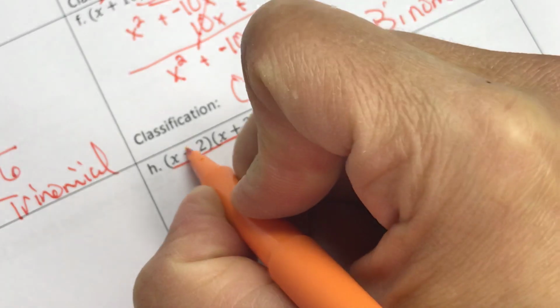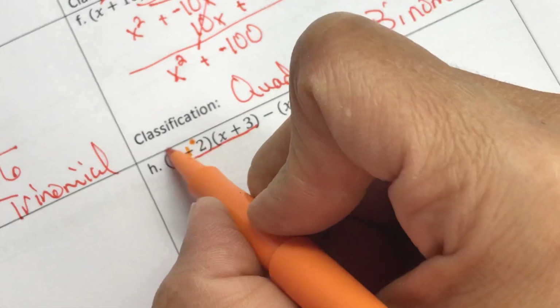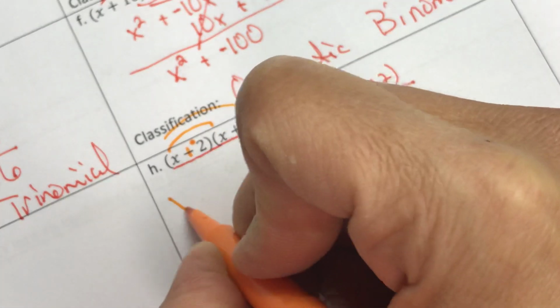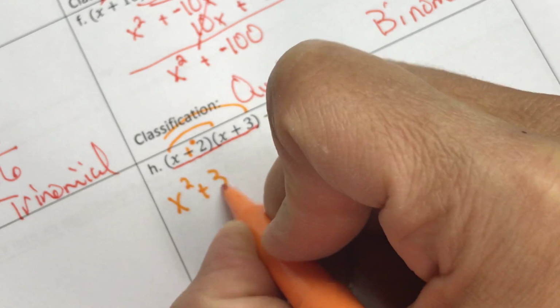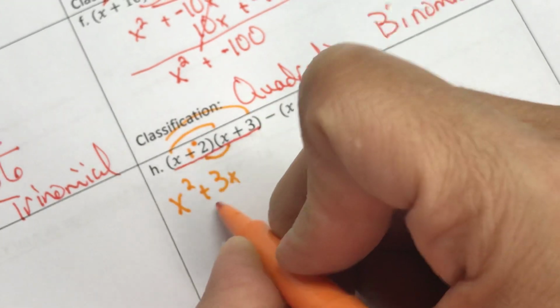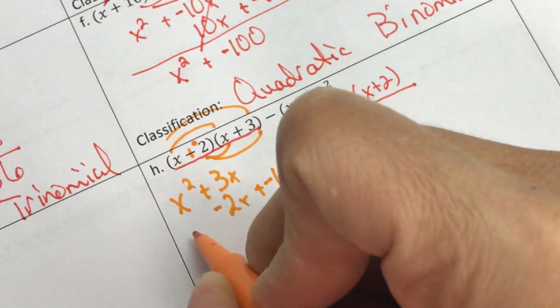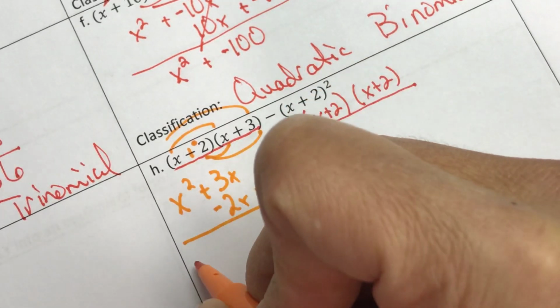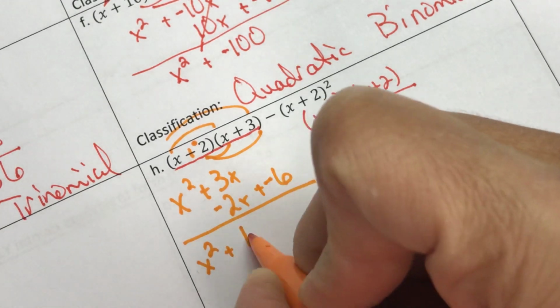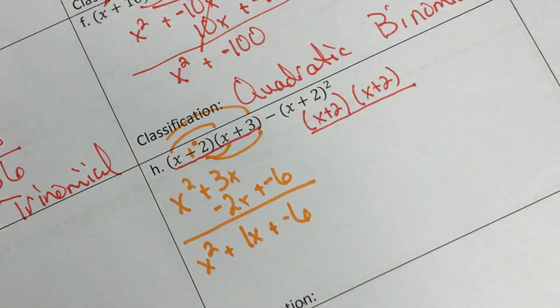So just adding the opposite here, this first set. First x is going to go visit, and I'm going to get x squared plus 3x. Then the negative 2 will visit, and I get negative 2x and negative 6. So when I'm done with this set, I get x squared plus 1x plus negative 6.